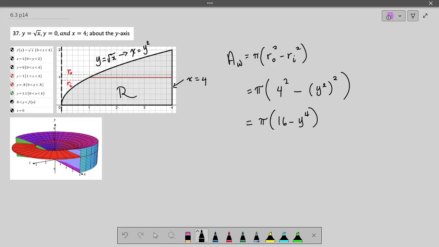Does that make sense? Yes, it does, because this would form a disk of radius 4. The area of a disk of radius 4 is 16 pi. Pi r squared. So it works for the two extremes, so we'll assume it's correct. So now we integrate the area to get volume. The y values go from 0 up to 2. So that'll be the volume.